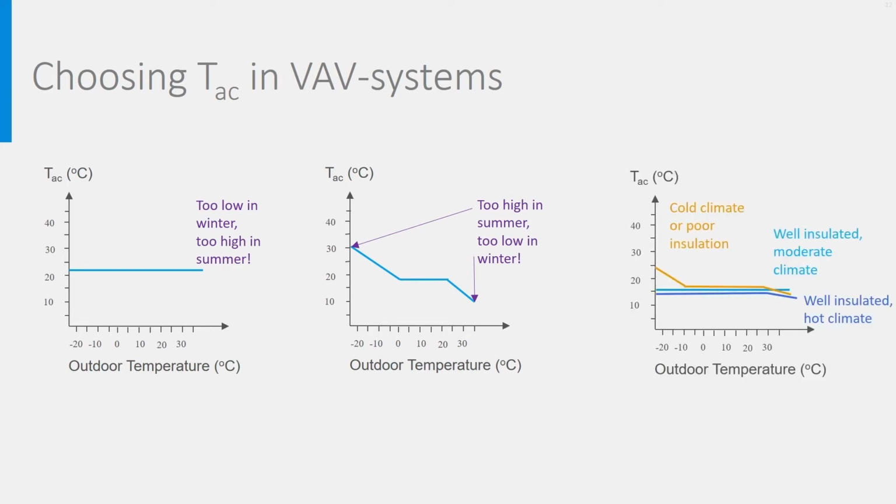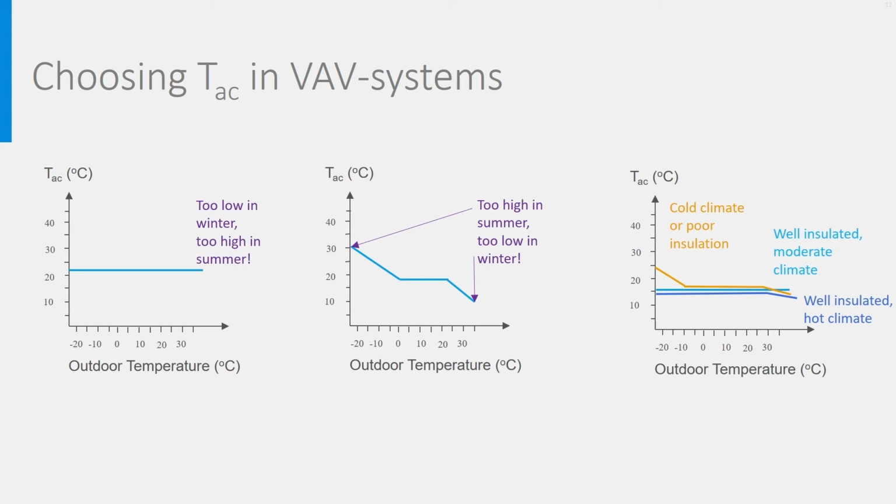For instance, the blue line in the middle, with TAC around 16 degrees Celsius, is quite typical in reasonably insulated Dutch buildings. In poorly insulated buildings or in colder climates, a profile like the orange one would be preferred, while in passive buildings and in hotter climates, TAC will be decreased with a lot of attention to staying within a bandwidth, ensuring comfort. So in the end, also in a VAV system, there is some kind of TAC control.